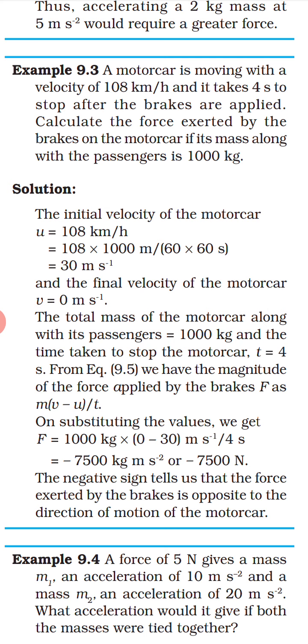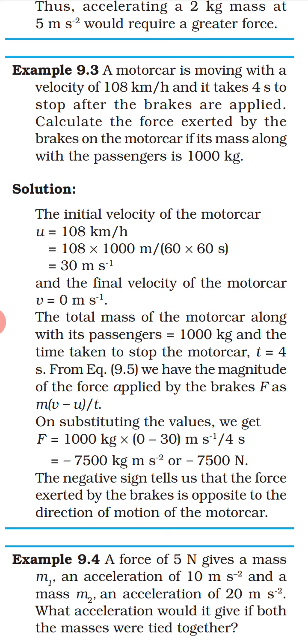Now example 9.4. A force of 5 Newton gives a mass m1 an acceleration of 10 meters per second square, and a mass m2 an acceleration of 20 meters per second square. What acceleration would it give if both the masses were tied together? Individually, the 5 Newton force gives m1 an acceleration of 10 meters per second square and m2 an acceleration of 20 meters per second square. If both masses are put together, we have to find how much acceleration this 5 Newton force will give.